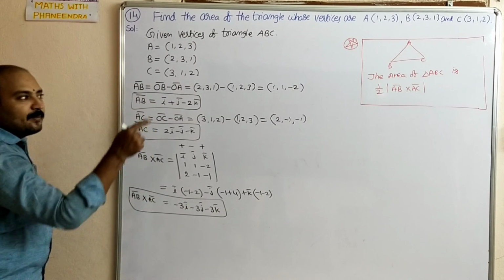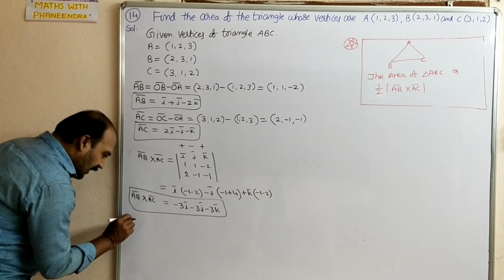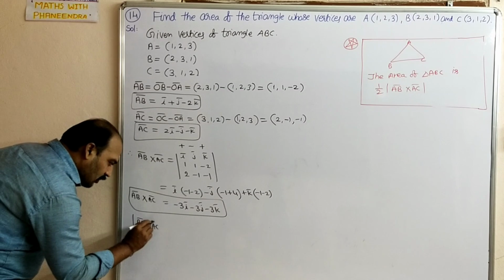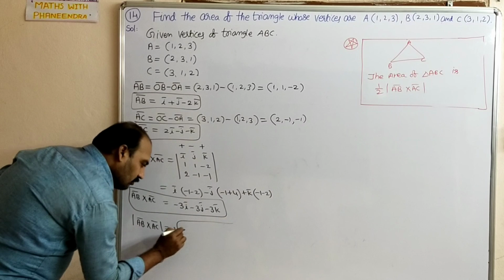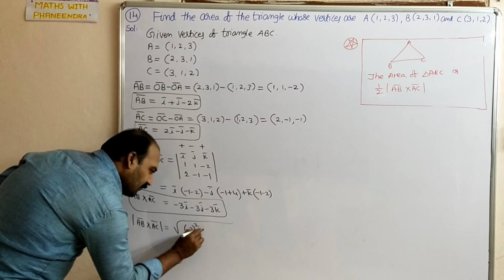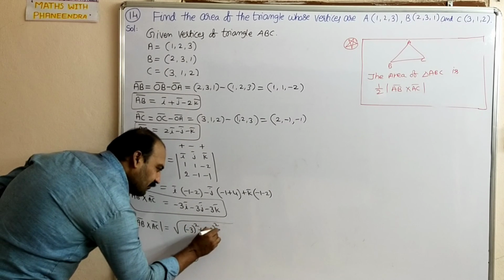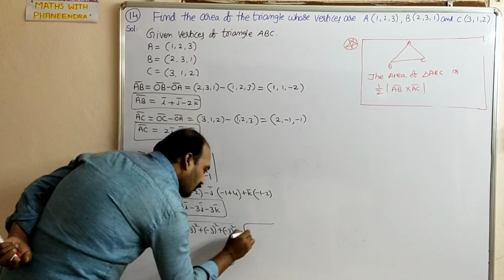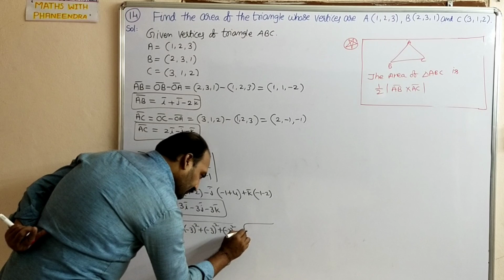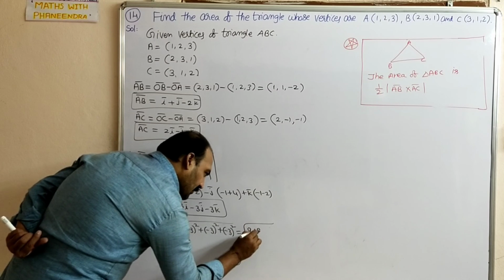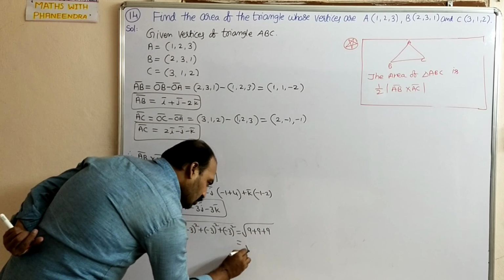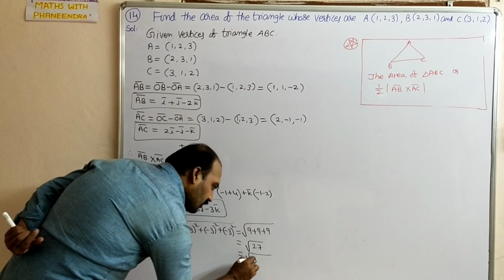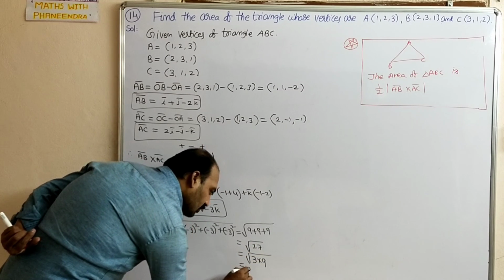We need to calculate the magnitude also. So the magnitude of AB bar cross AC bar equals the root of minus 3 whole square plus minus 3 whole square plus minus 3 whole square, which is equal to root of 9 plus 9 plus 9, which is equal to root 27. We can write it as root of 3 into 9, which is equal to 3 root 3.